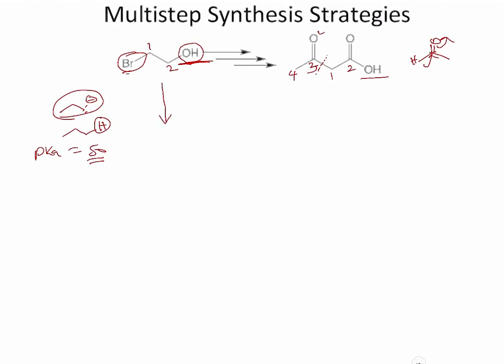How do we protect an alcohol? Well, the best way is to use silyl trimethyl chloride in the presence of triethylamine. So that is going to form PrOTMS, trimethylsilane.